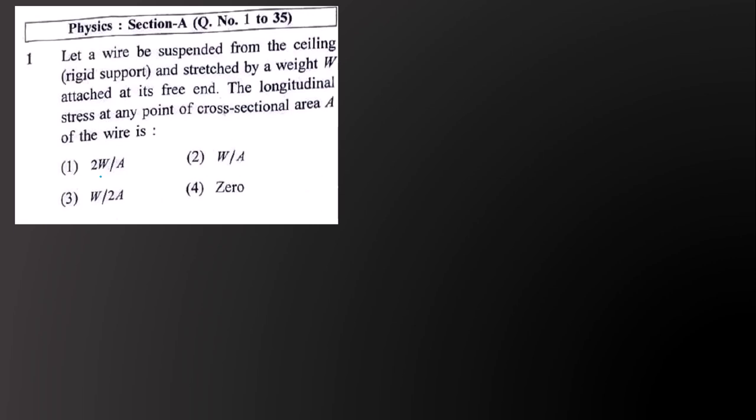The first question says that there's a wire and this wire is suspended from a ceiling and it is loaded by a particular weight W. The cross-sectional area of the wire is given to be A, and we are supposed to calculate the longitudinal stress on the particular wire. So it is like this. This is, let's say, the wire suspended from the ceiling, and we pull it with the help of some weight attached to it. Well, it means the force here is nothing but the weight, and the cross-sectional area is A.